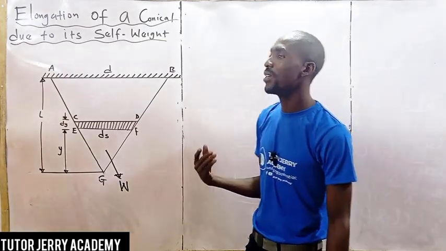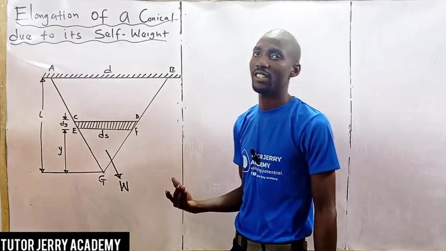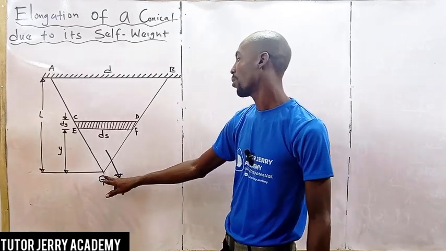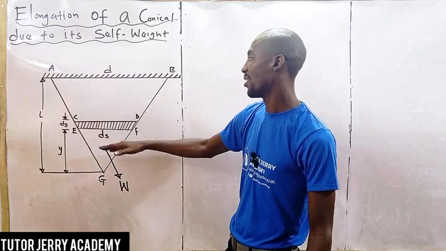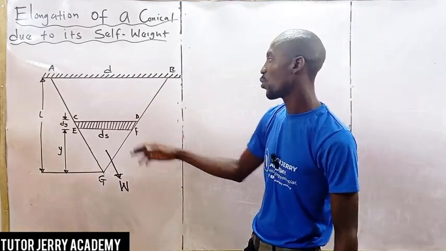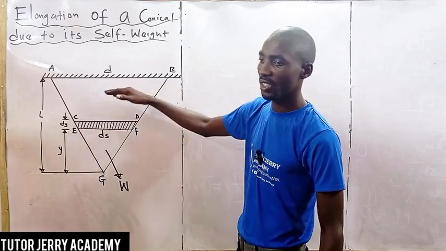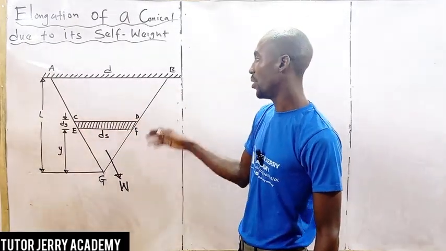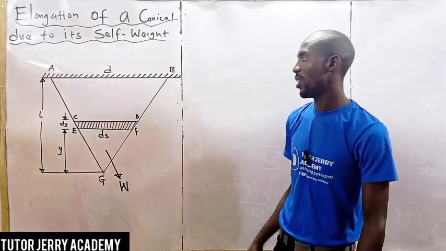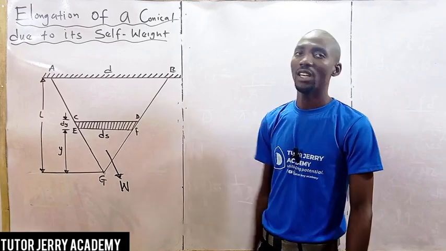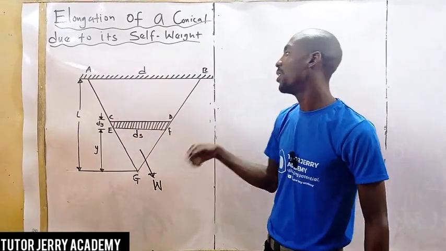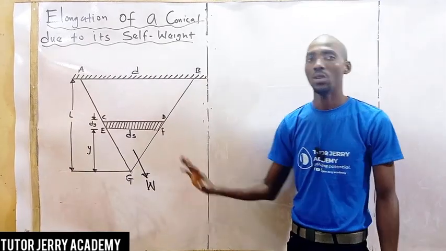Now, for us to calculate the elongation, the first thing we are going to do is consider a differential element, because as we move from the bottom to the top we observe that there's a variation in the area, so the area is not uniform. That is why we are going to consider a section, that is the differential element, CED. We get the deformation of this differential element and then integrate it from the bottom to the top to get the elongation of the bar.